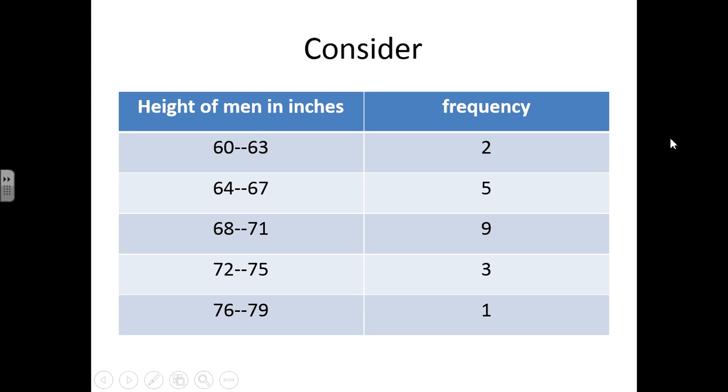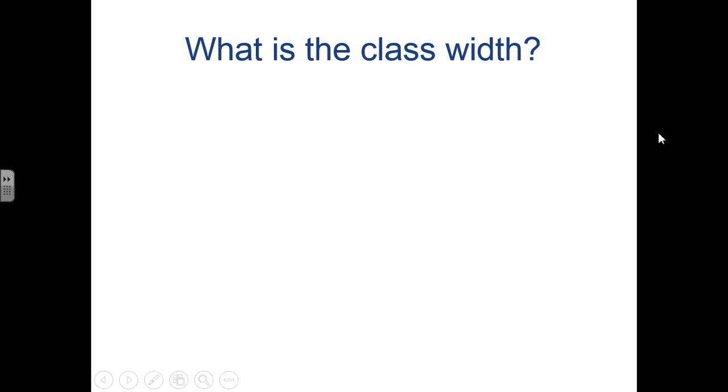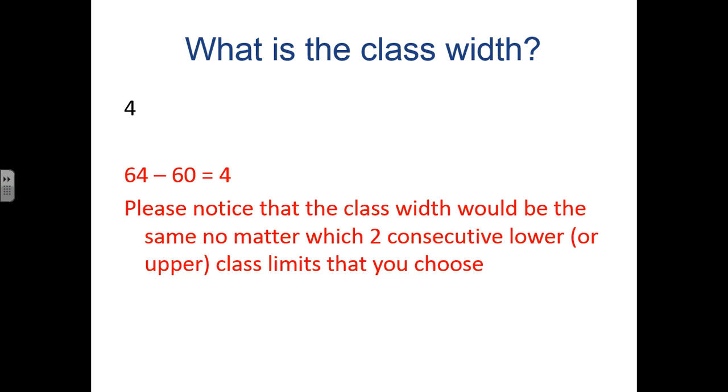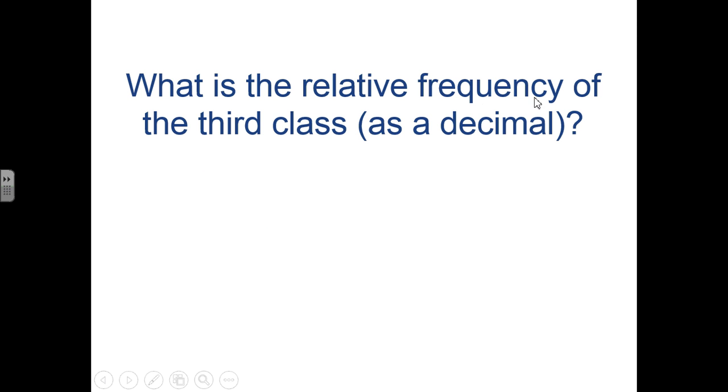Now we're going to use this example to answer a few questions, so be sure and keep this slide handy. So first, what is the class width of our example? Why don't you pause the lecture and answer that question? Well, it's 4, because 64 minus 60 is 4. But notice, if you had taken any two consecutive lowers or any two consecutive upper class limits, you still would have gotten 4.